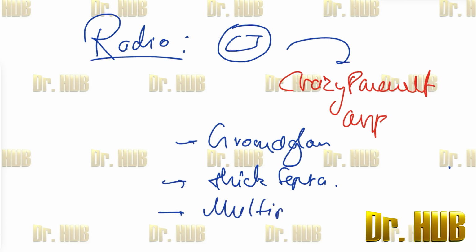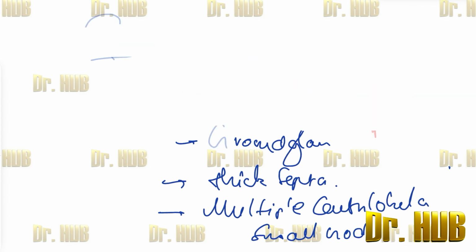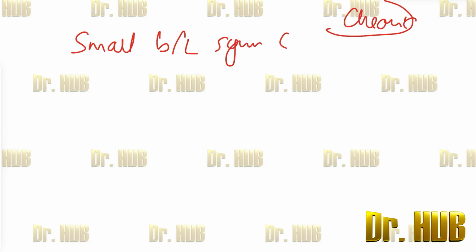There are multiple centrilobular small nodules in the parenchyma. Now we move on to the chronic. So this was about the acute, that is the crazy pavement appearance on the CT. Then looking at the chronic, you can have small bilateral symmetrical centrilobular parenchymal nodules. This is all in chronic.